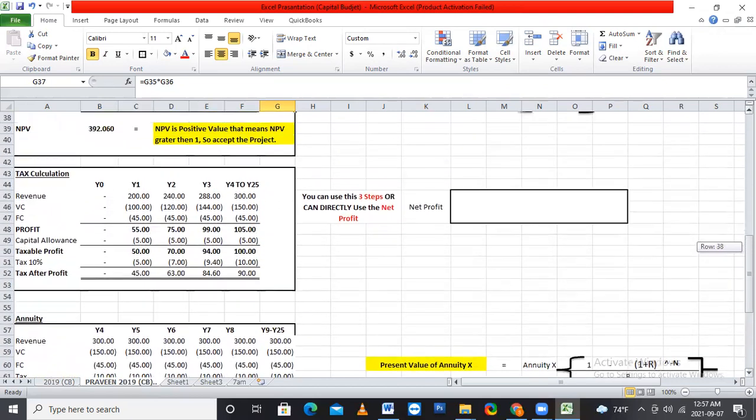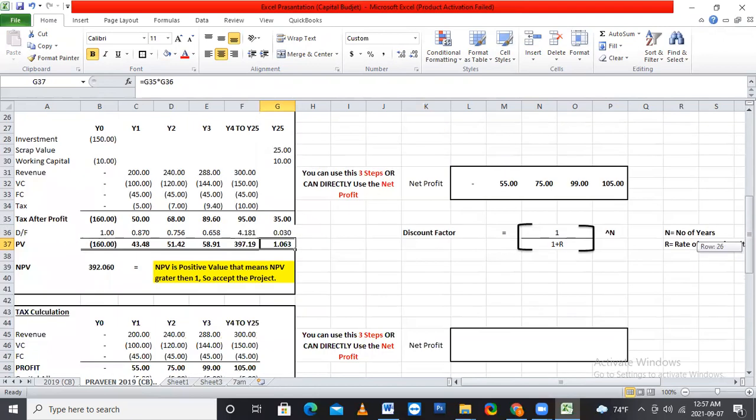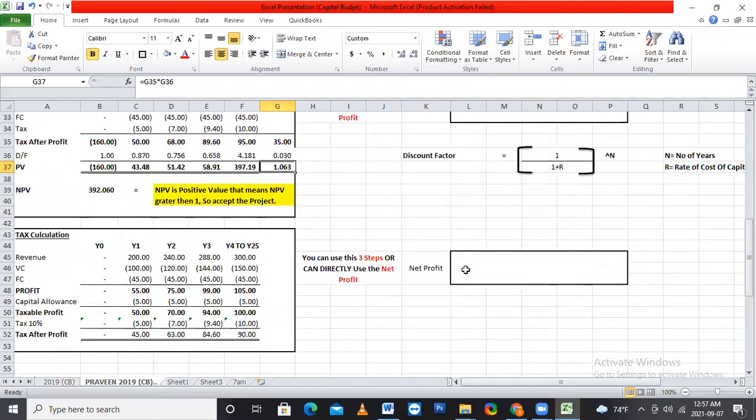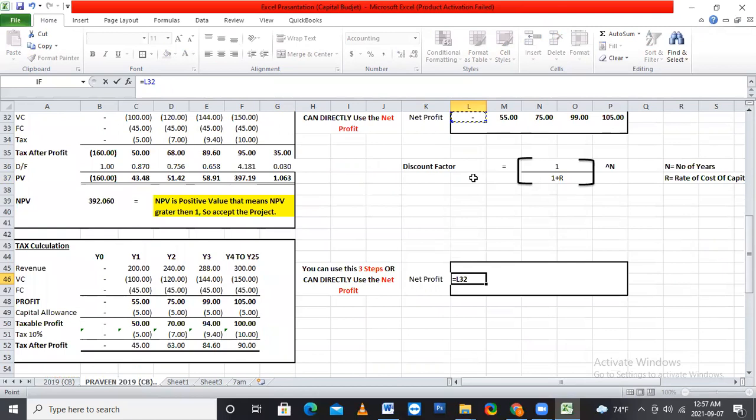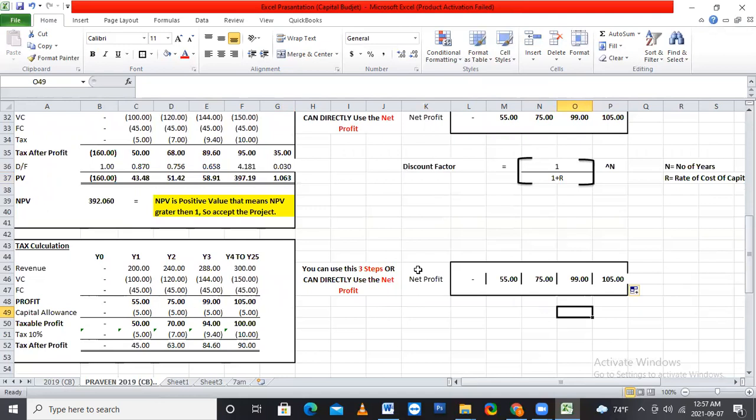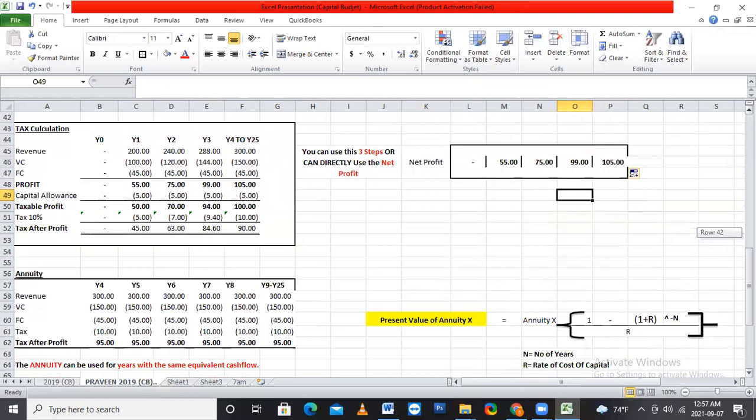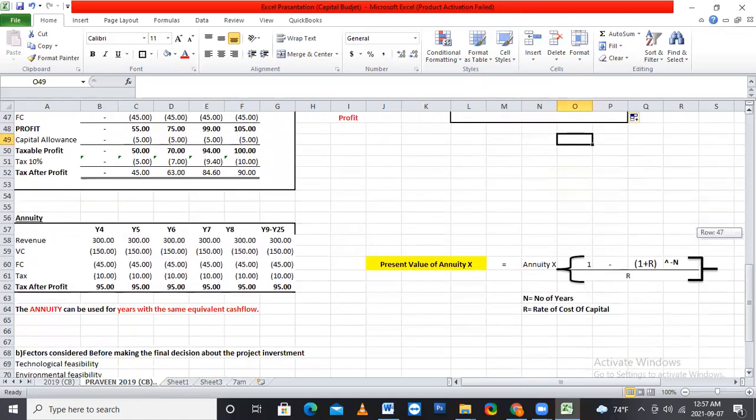I think you all understood. Here also we can use the net profit. When we want to save time, we can use the net profit. If time is enough, we can use these 3 steps. Calculating part is over, and we have another 2 theoretical parts.